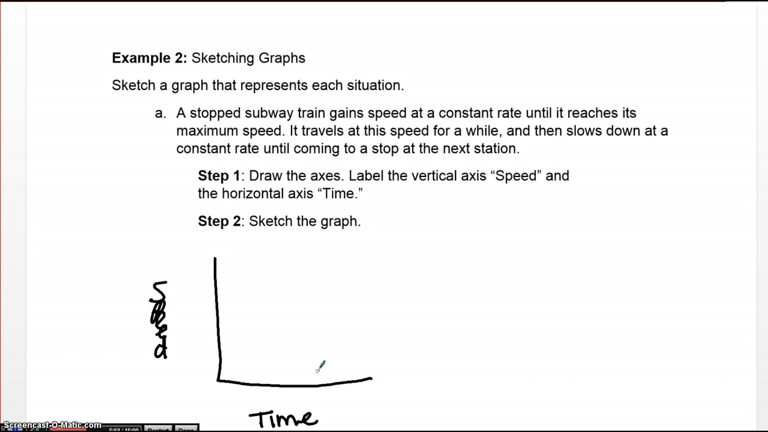So here's how we do this one. You need to break up your word phrases into sections. My first word phrase is a stopped subway train gains speed at a constant rate until it reaches its maximum speed. So that would be my first thing. I'm starting with a stopped subway train, so obviously it hasn't gone very fast. A stopped subway train speeds up until it gets to its maximum speed. The second part of this, it travels at this speed for a while.